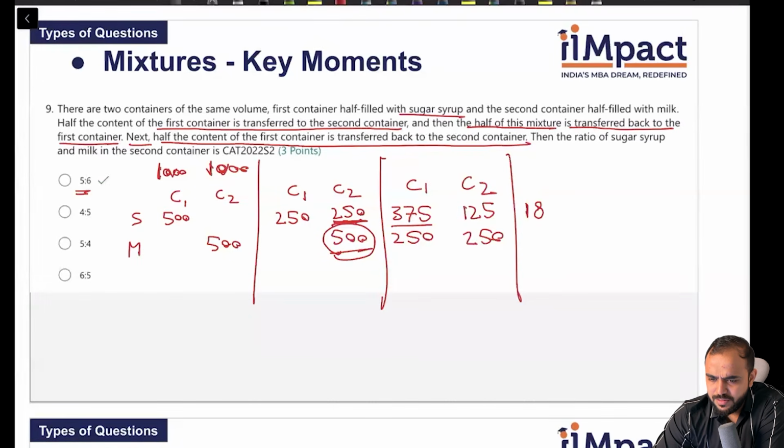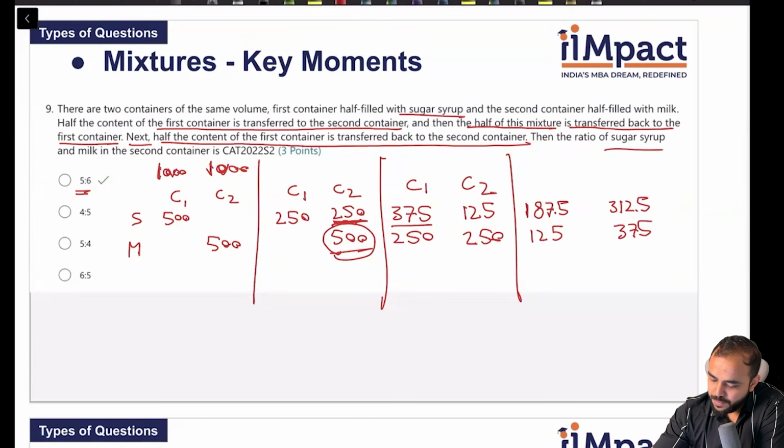5 gives you 370. So 187.5, correct? And this becomes what? 187.5 plus 125, which is going to be 312.5. I hope. And this also gets halved. So 125 and this becomes 375.